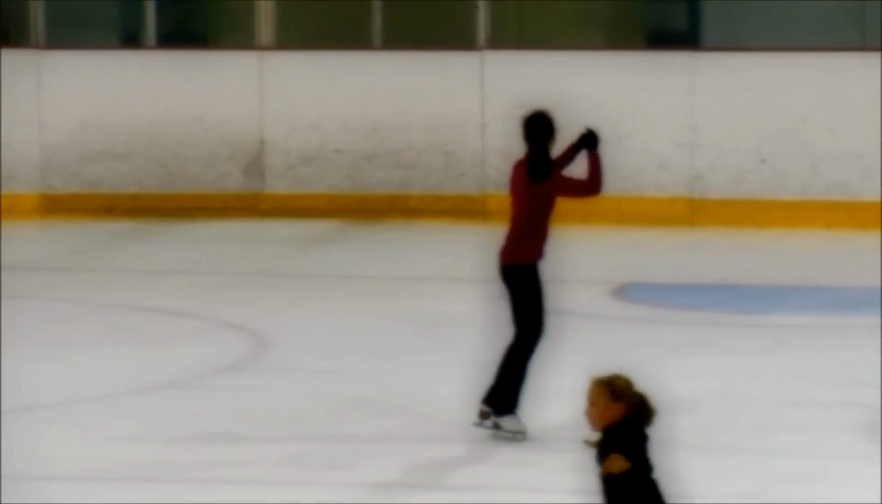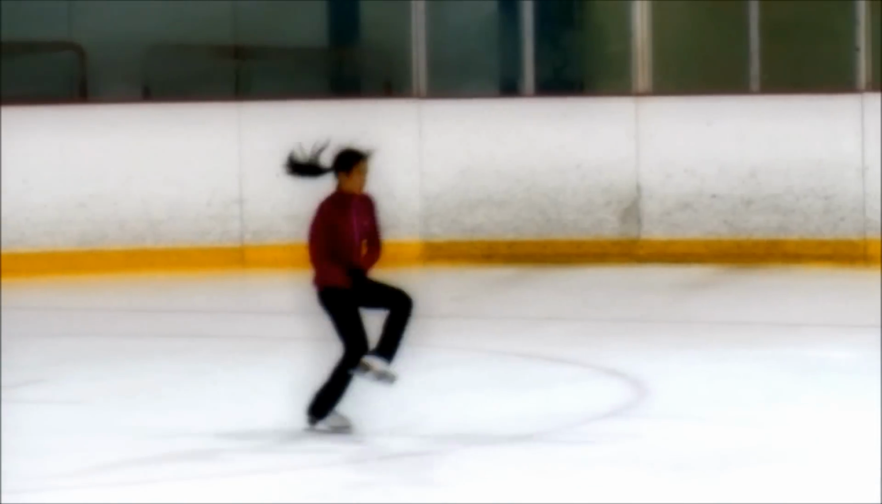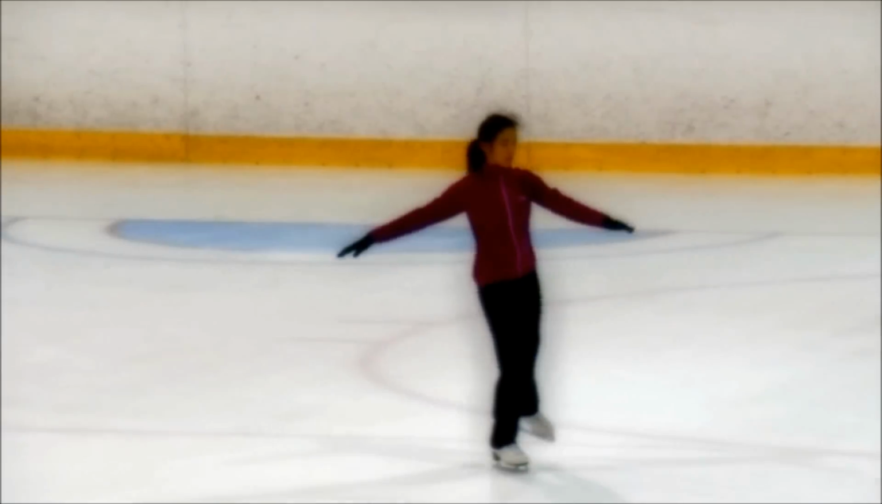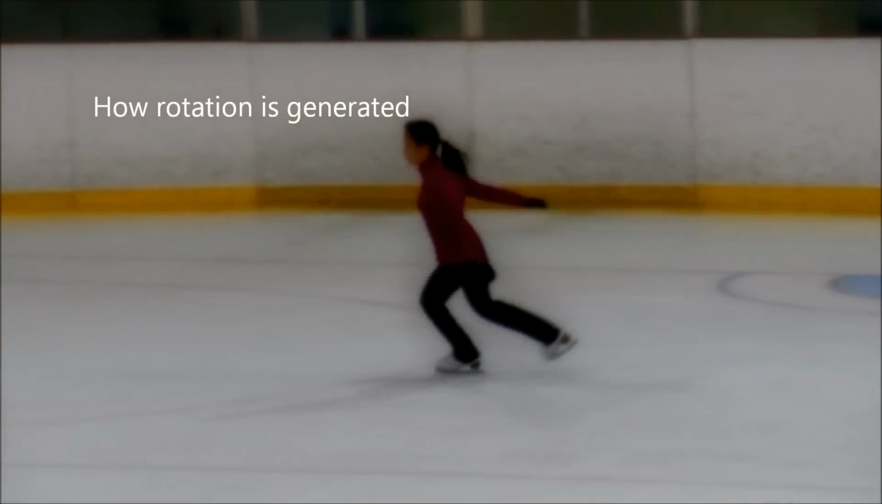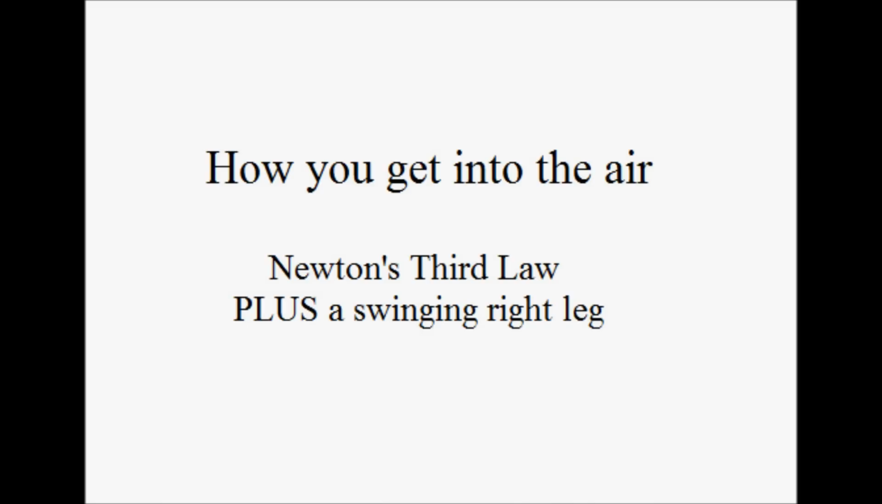The next jump we'll be discussing is the Axel. This is an Axel. In terms of physics, the only things that are different from the Axel to the Lutz are how you get into the air and how rotation is generated. We'll start with how you get into the air. A big part of it is still Newton's third law, so your left leg pushes down on the ice and the ice pushes you up. The different part, however, is the added swing from your right leg, which the Lutz doesn't have.